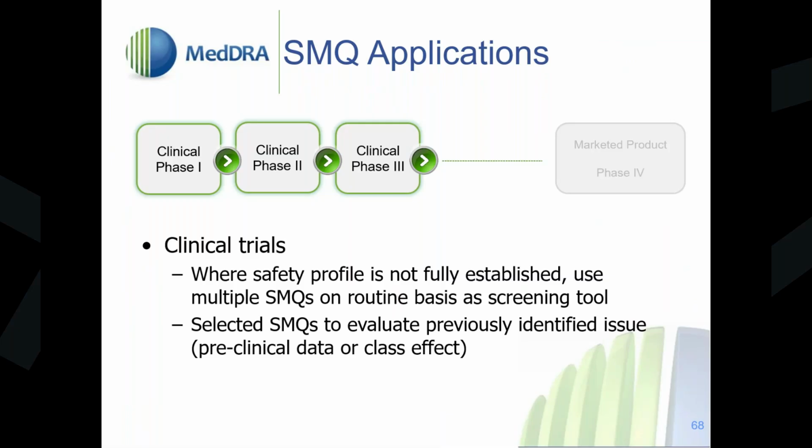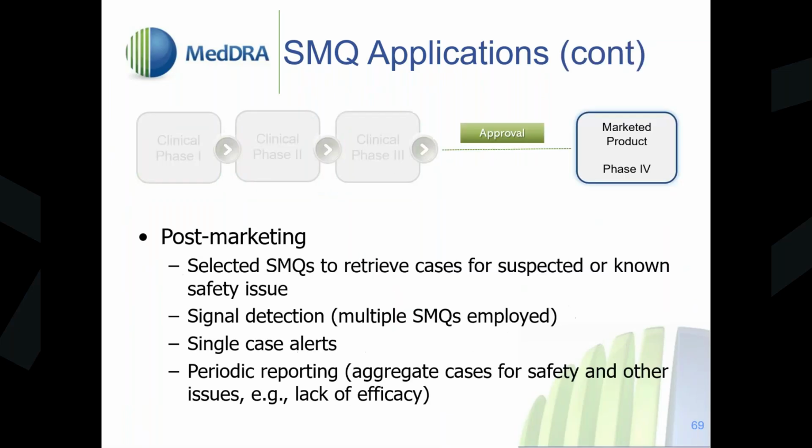Or if you already know that this particular product belongs to a certain class, and they have a specific class effect, or you have preclinical data, you can select the SMQs that are relevant to that class effect or preclinical data. In the post-marketing stage, you can select SMQs that match any known or suspected safety issue, or you can use them as signal detection by using multiple SMQs again across the entirety of your data.